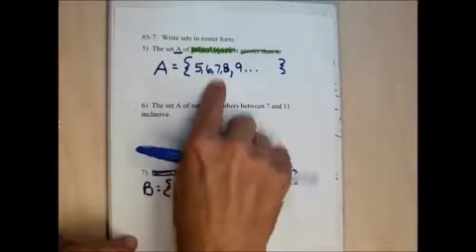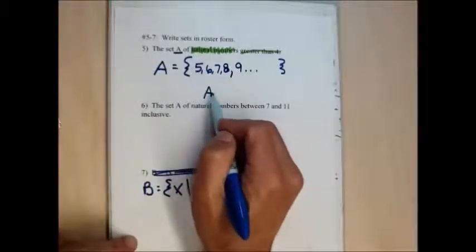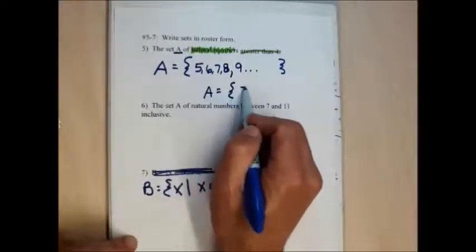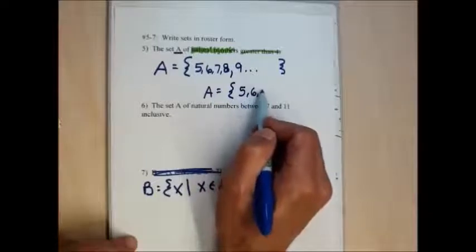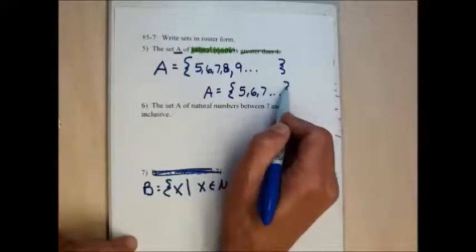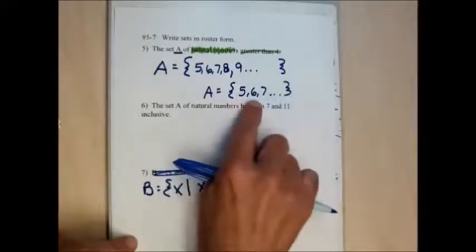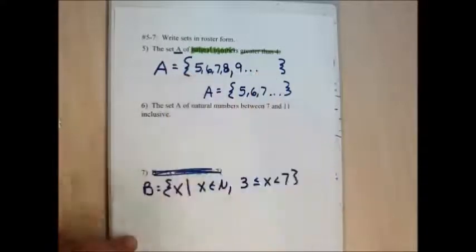3 is the minimum number that you could show to establish a pattern. So probably on my key, if this was a test question, my answer would look like that. A equals the set 5, 6, 7, and so forth. But what I have above is equally correct.